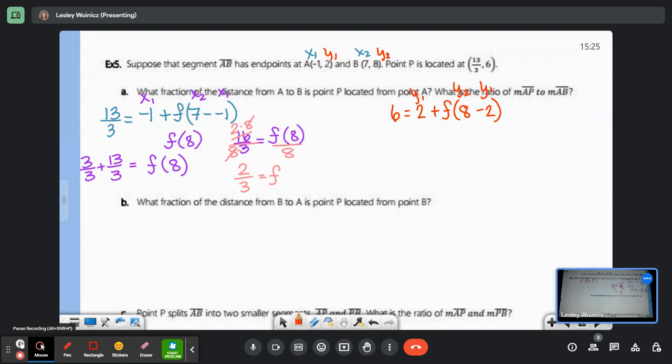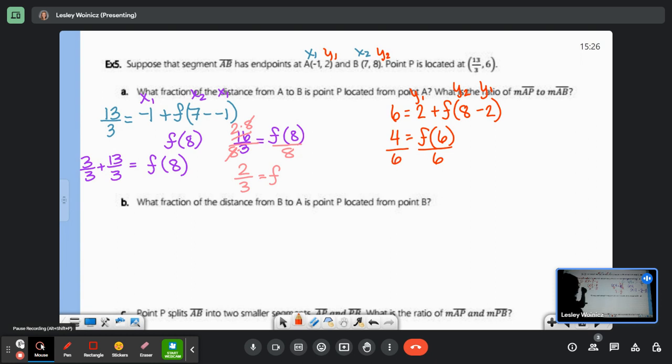Everybody see where that stuff came from? Okay, 8 minus 2 is? 6. Subtract away the 2 from both sides, I get 4 equals f times 6. How do I undo multiplying by 6? Divide. Divide both sides by 6.